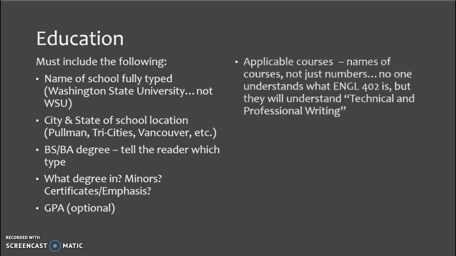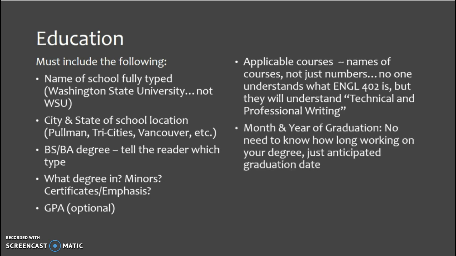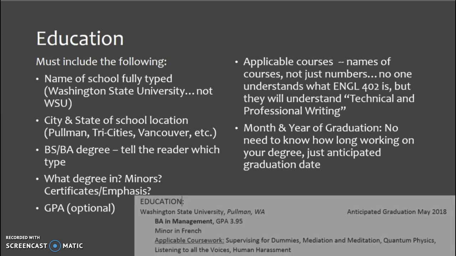Applicable courses: names of the courses, not just the numbers. Nobody knows what English 402 is. But if you say technical and professional writing, that gives them an idea of what you were learning in the class. And then, of course, the month and year of your graduation. We only want the month and the year that you're graduating. We don't care when you started. If it's a year and a half in the future, then just put anticipated graduation and the date.